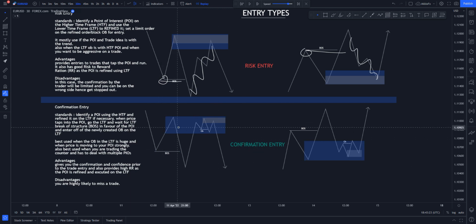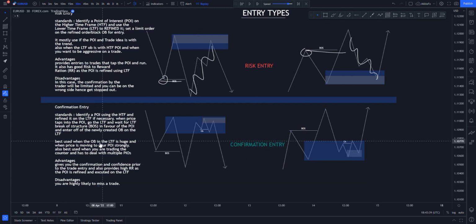Hence, that is why you have the POI. On the lower time frame, you've gotten another break of structure, hence you have a refined order block on that particular structure, which has given you confirmation that it's going to the downside or to the upside. This is applied on both sides, both sell and buy scenarios.